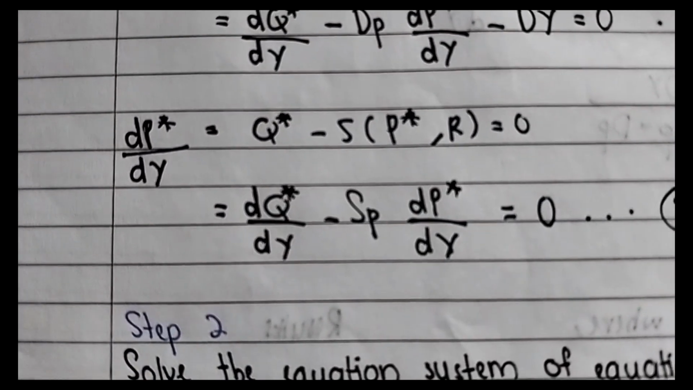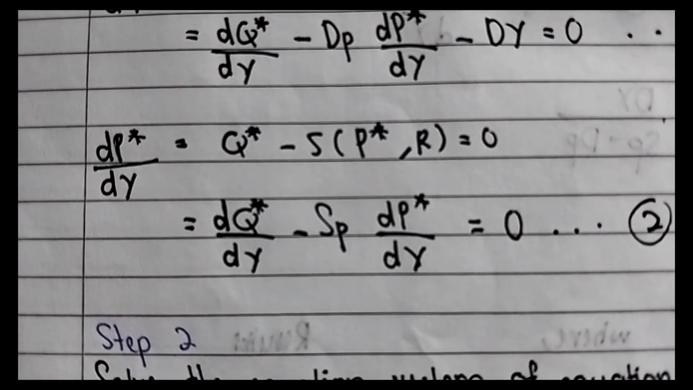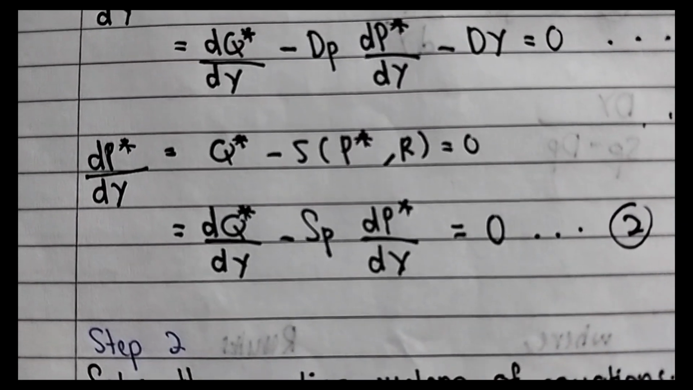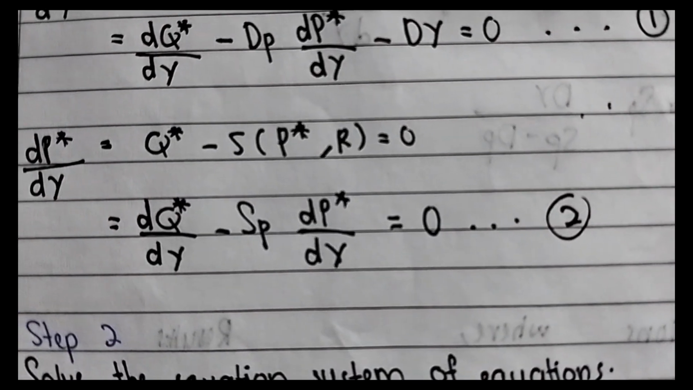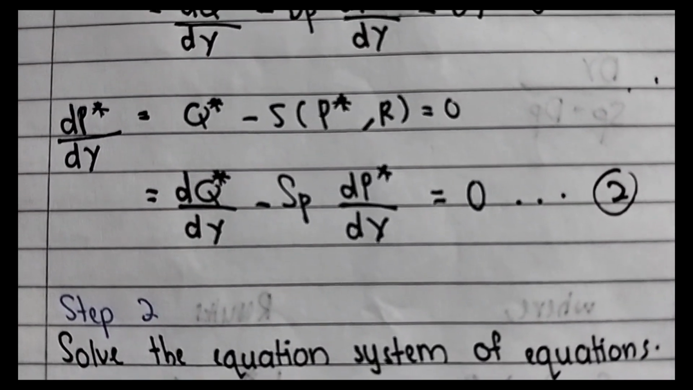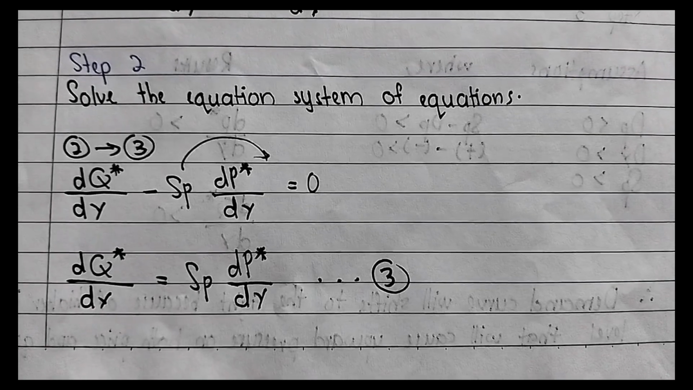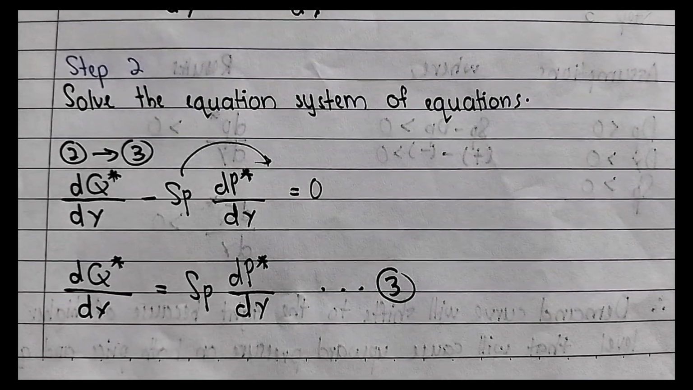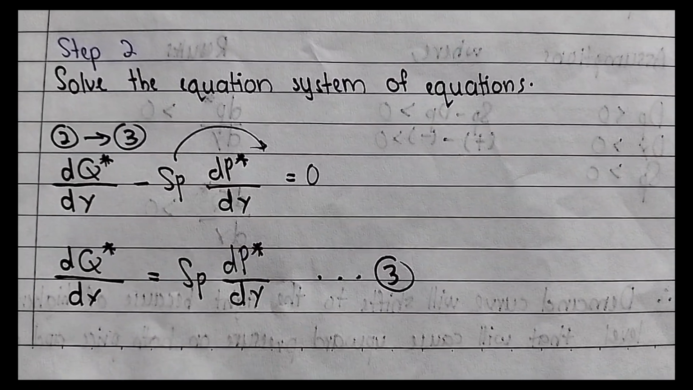And then we do need to do our second equation, which is Q star minus S P star and R equal to 0. And then the second equation, which is dQ star over dy minus SP dP star over dy equals to 0. Next, we must do the second step, which is we must solve the system of equations right just now.